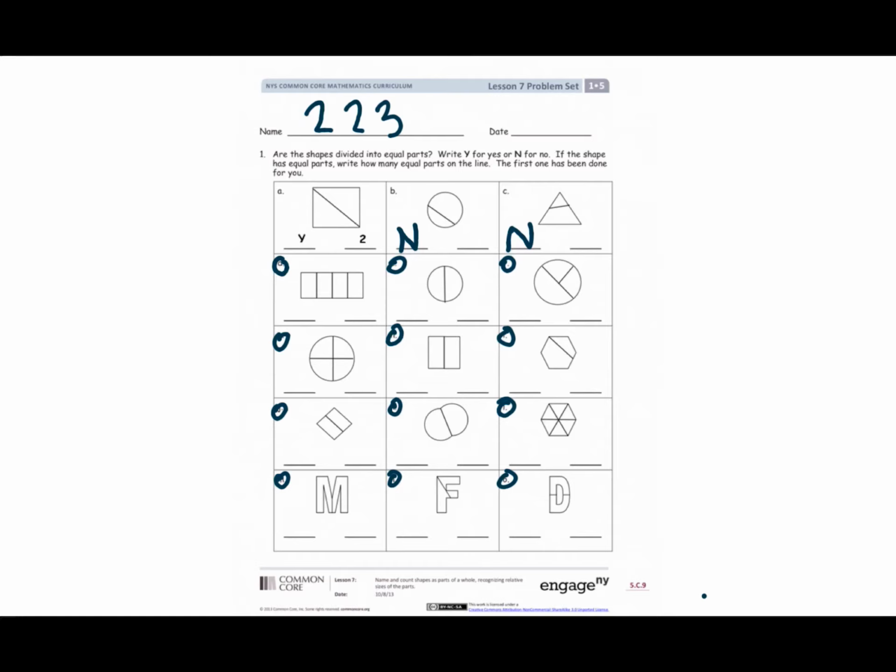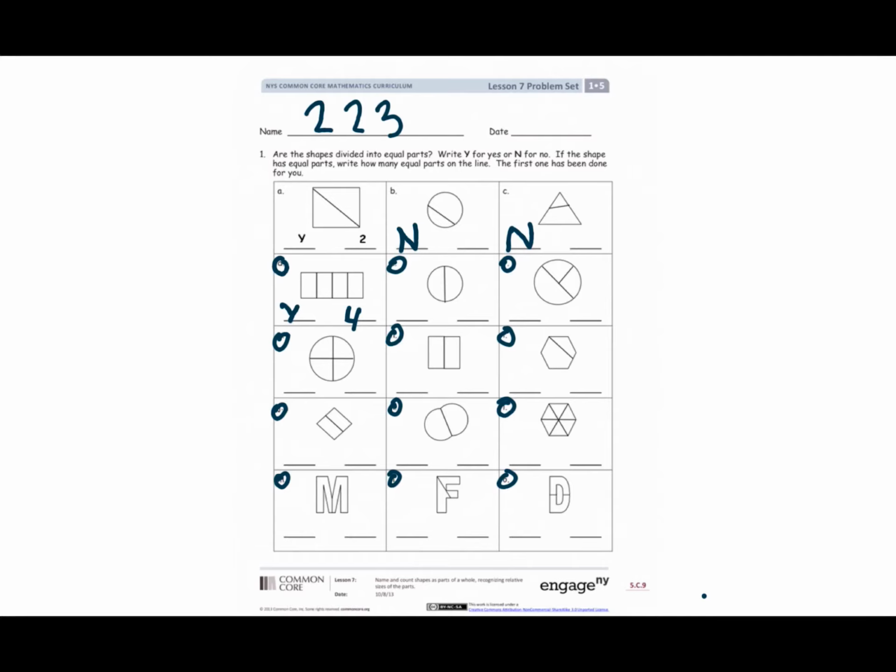Boys and girls, we're going to continue now with letter D. I see a rectangle that has 4 parts and they all look equal. So I'm going to write the number 4 here. Oh, I'm sorry, boys and girls, I did that incorrectly. I'm going to erase that. Are the parts equal? Yes. And here there are 4 equal parts.